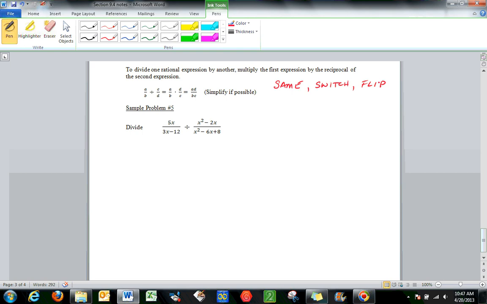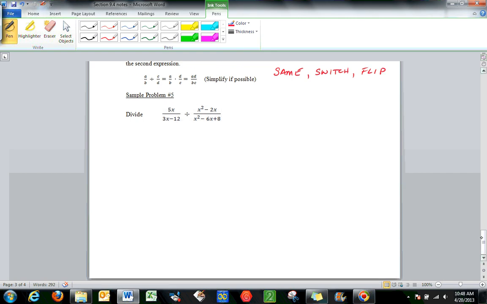So if you take a look at sample problem number 5, you've got two rational expressions being divided by each other. Lots of parts that can be factored in each of them. But what we're going to recommend to you to do is change to multiplication first and then start your factoring and canceling process. So go ahead and pause the video and let's try to work sample problem 5 right now.